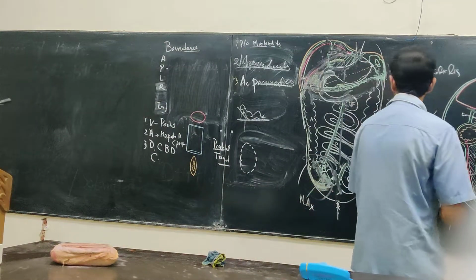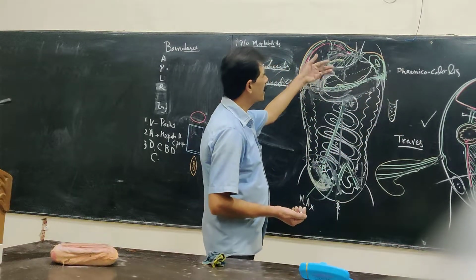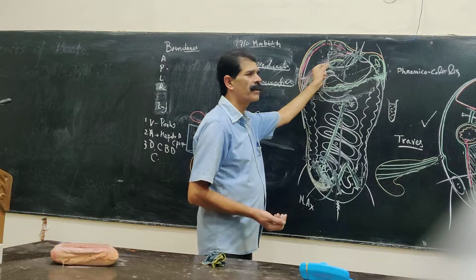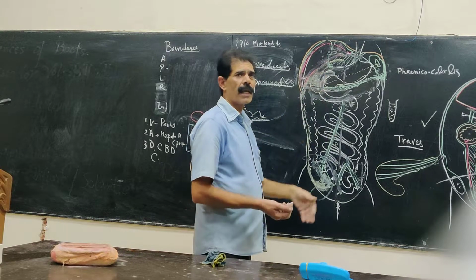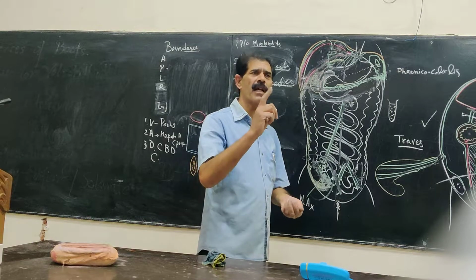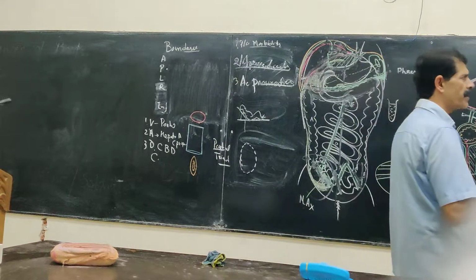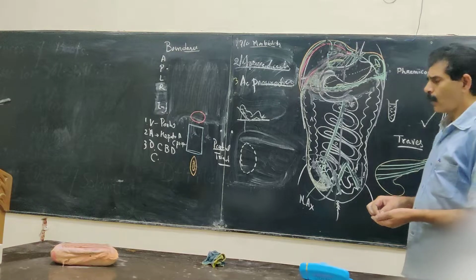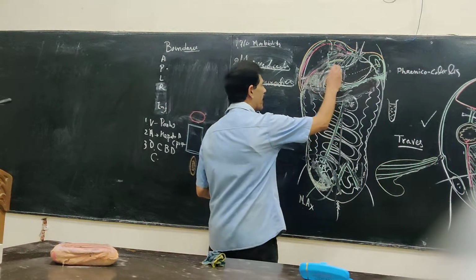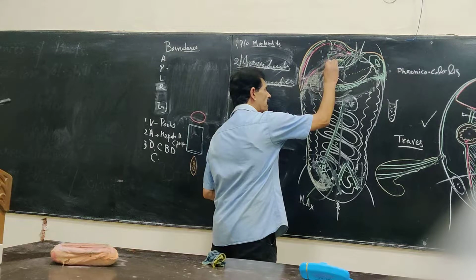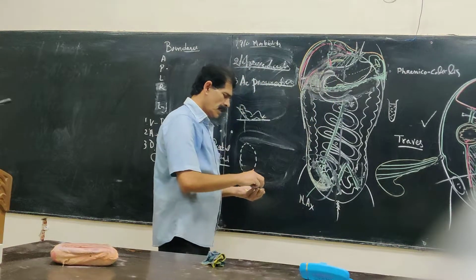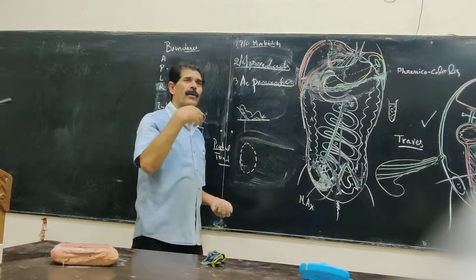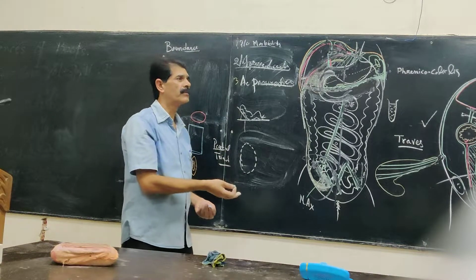They are present in the right free border. If I hold it between thumb and finger, I can feel these three structures in the right free border. And these three structures have a mutual relation also. That is very important. Whoever writes it down will get more than 80% marks. Mutual relation of these three structures: the hepatic artery proper lies on the left side, the common bile duct lies on the right side, and the portal vein lies posterior to both. So that is the relation.